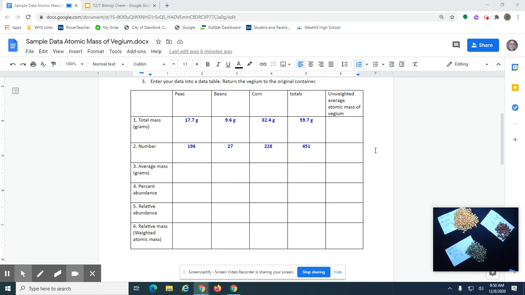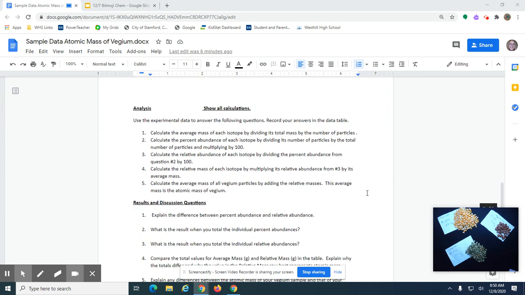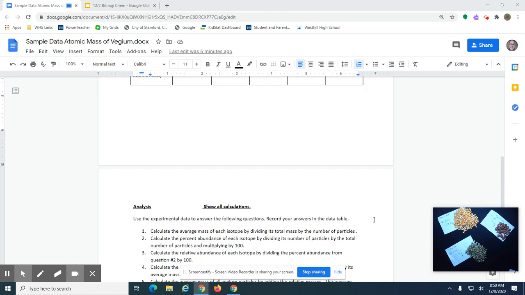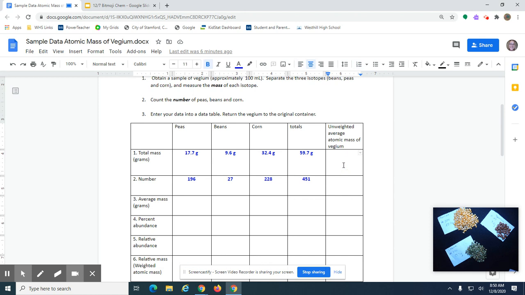And we then have to do a whole bunch of calculations. So the first thing we do is calculate the average mass of each isotope by dividing its total mass by the total number of particles. The total mass is 59.7, and the total number is 451. So our unweighted average mass is 0.132 grams.